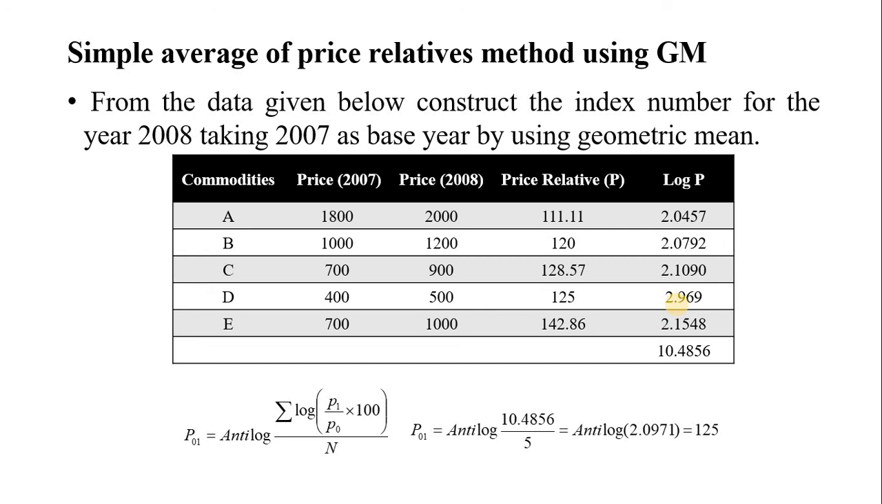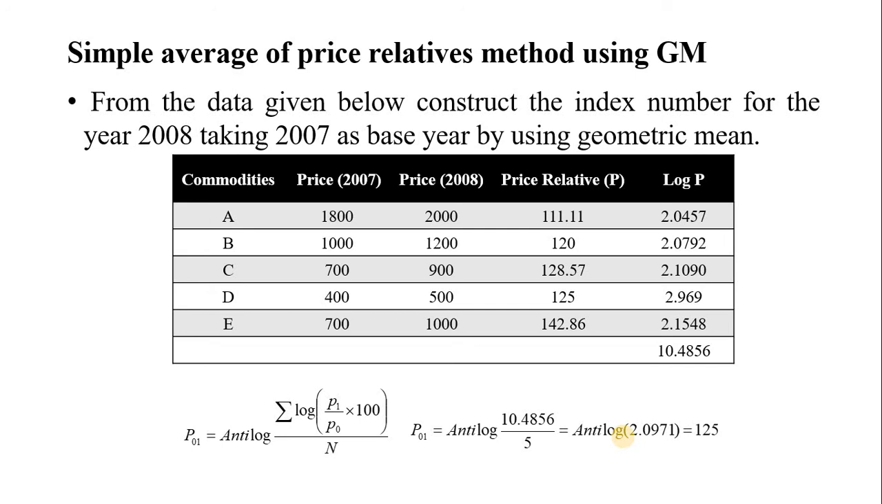Now you just put this in the equation. What is the equation? P01 is equal to anti-log of 10.4856 divided by 5. It is equal to 2.0971. So it is anti-log of 2.0971, which is equal to 125. So between 2007 and 2008, these five commodity prices on an average increased by 25%. This is the simple average price relative method using GM.